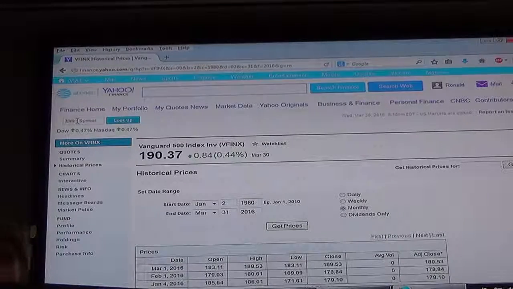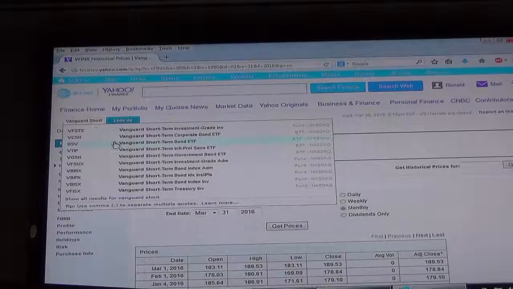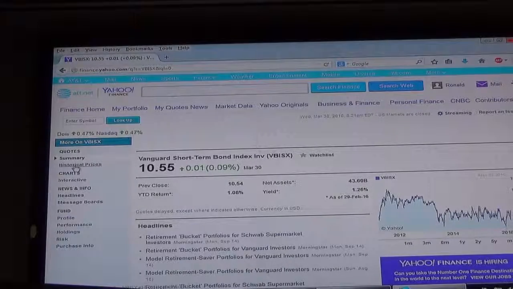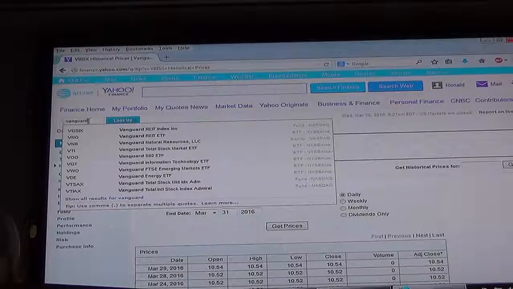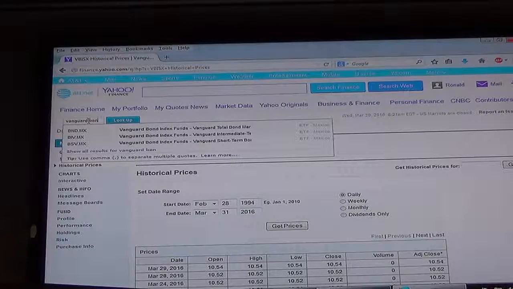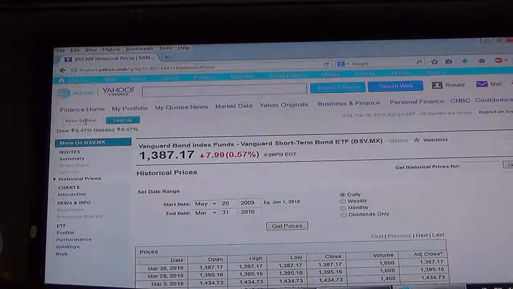I'm going to do Vanguard short-term bond fund. I can find it. I'll try this FDISX. It probably won't go back to 1980. It only goes back to 1994. That's the tough part, is finding a good bond fund that will go back. I think that one's going to work. 2009, no, so we'll have to find a bond fund.